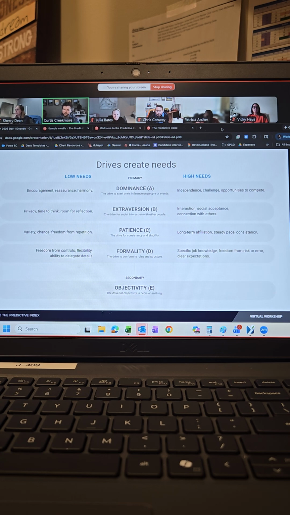Let's talk about patience. Patience is the drive for consistency and stability. So someone who is more driven by that need for consistency and stability needs a steady pace. They need that consistency in their work. They also typically like long-term affiliation. My husband, for example, the operator that I mentioned earlier, has been at the same place for almost 15 years, which is, in this day and age, kind of wild.